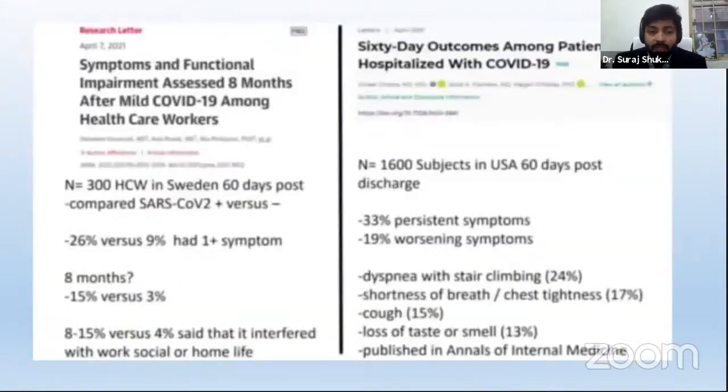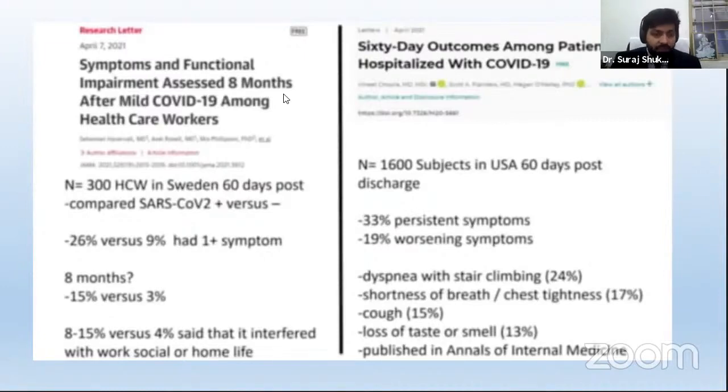These are two studies which I included here. The first study was done in Sweden. The title of the study was Symptom and Functional Impairment Assessed 8 Months After Mild COVID Among Healthcare Workers. In the healthcare worker team, they had two groups: one with COVID positive cases and the other non-COVID positive, I mean, with negative results. The total number of healthcare workers included in the study was 300.